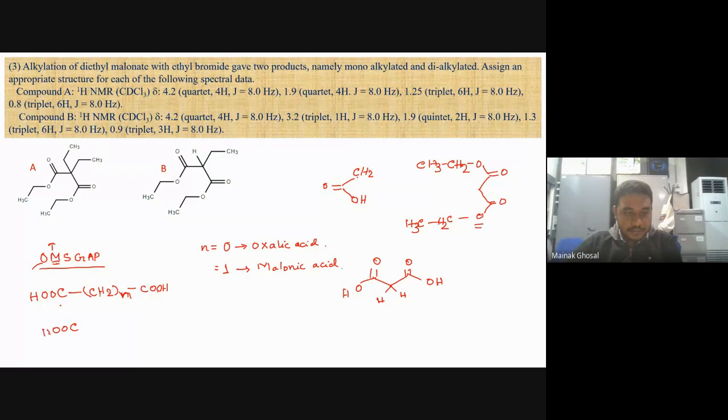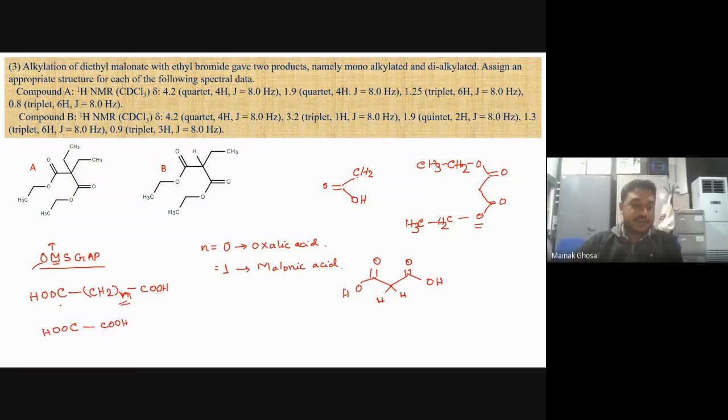Excuse me. If N is equal to 0, it will be COOH, CH2, COOH, no? No, it will be COOH, COOH. That means the whole CH2 will be 0. Yeah, N is 0, no CH2 is there. Okay, so N is the number of CH2 between these two carboxylic groups. No, N is defined as how many CH2 are in between the COOH. If there is 0, that means no CH2 is there. 1 means only one CH2.